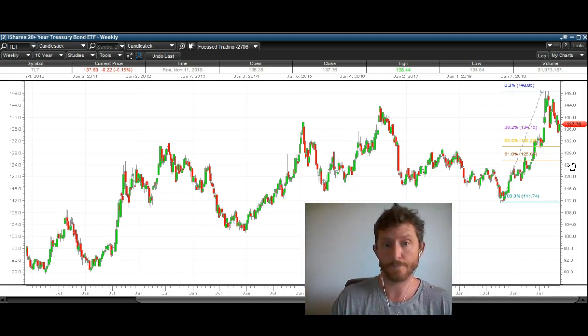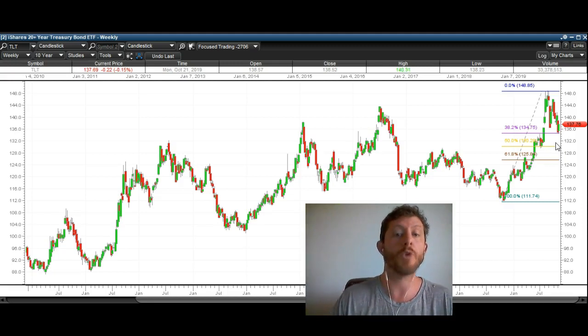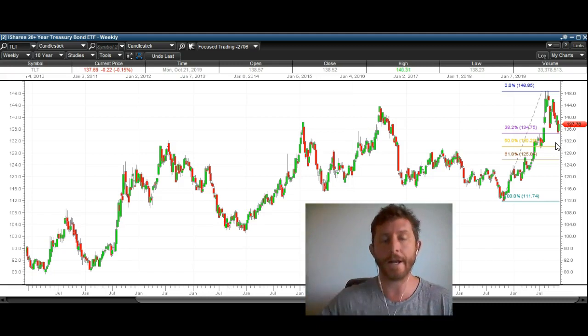And something that I do too when I'm trading options is when a first target is hit, I'll roll out to even further dated options so I can keep holding those options and not worry about theta kind of working against me. Okay, so those are my thoughts on TLT.